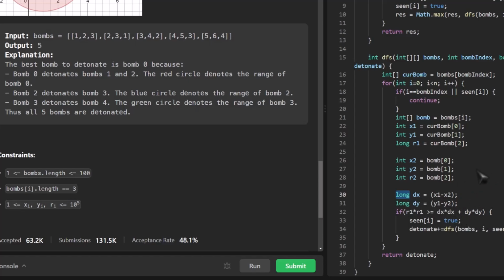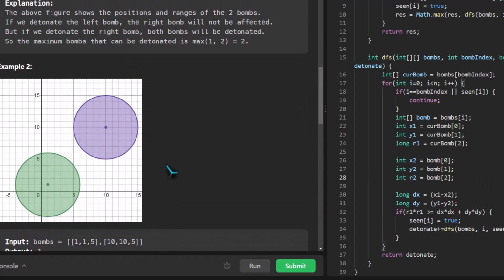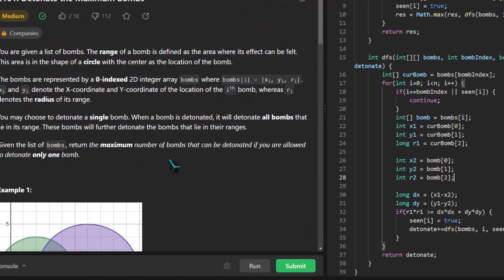But yeah, this is a very good problem, and I hope you have understood what I was saying here.